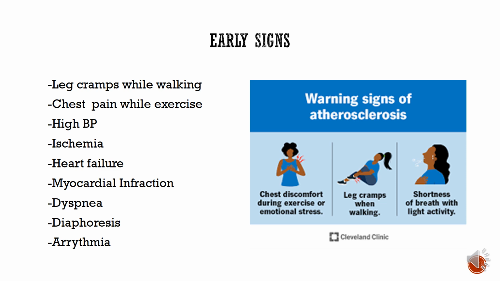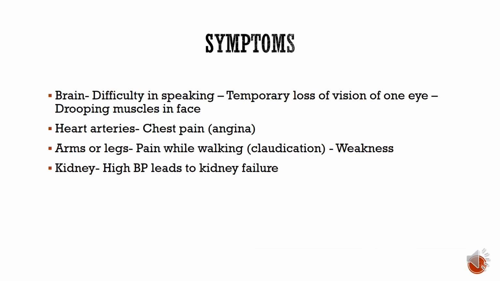Early signs. What are the warning signs of atherosclerosis? Leg cramps while walking, chest pain during exercise, high BP, ischemia, heart failure, myocardial infarction, dyspnea, diaphoresis, and arrhythmia. Symptoms: difficulty in speaking, temporary loss of vision in one eye, drooping muscles in the face, chest pain, pain while walking, which is known as claudication, weakness in arms and legs, and high BP leading to kidney failure.